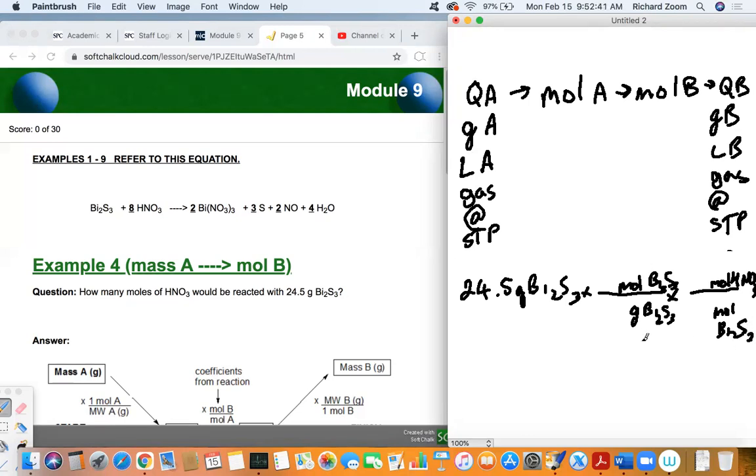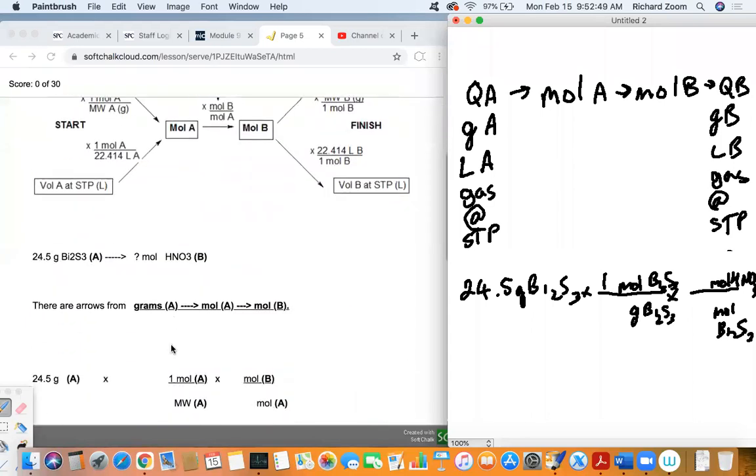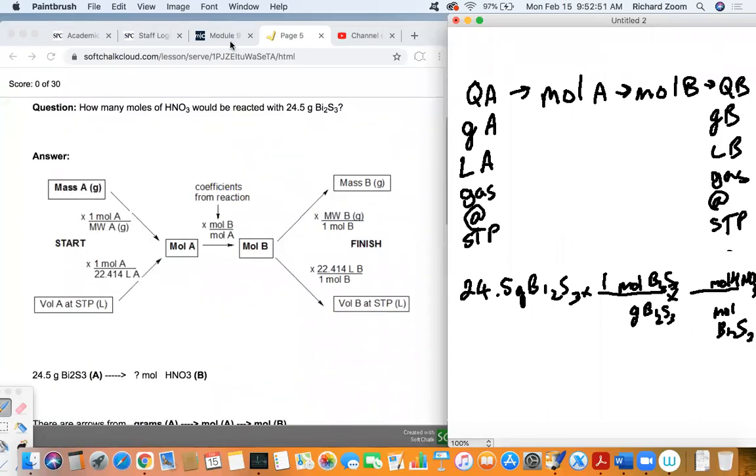What's the relationship between moles and grams? So it's 1 mole, and I think it's 514.14. I'm going to check this. Yeah, 514.14.